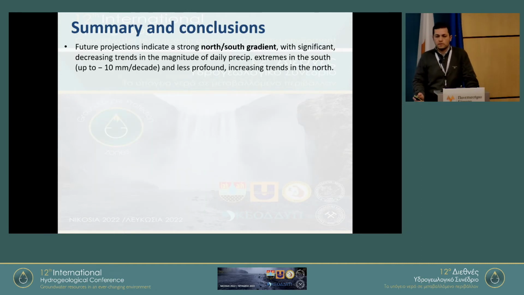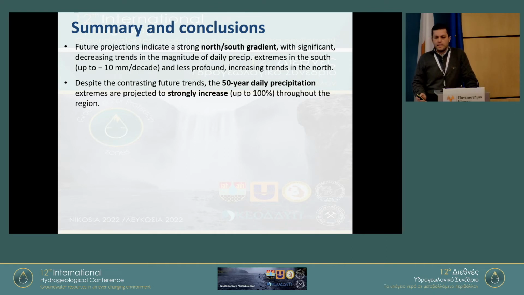To conclude, we have seen a very strong north-south gradient in the Mediterranean daily rainfall extremes, with significant decreasing trends in the south and significant increasing trends in the north.